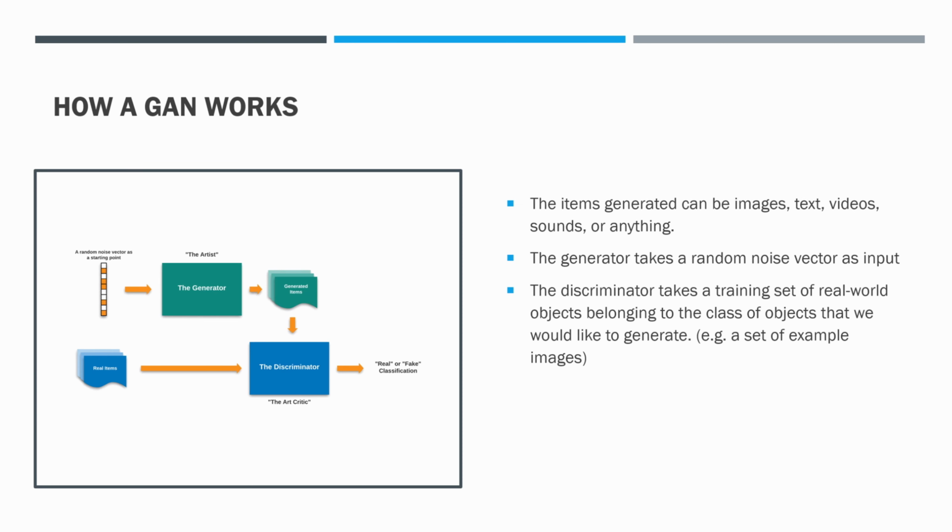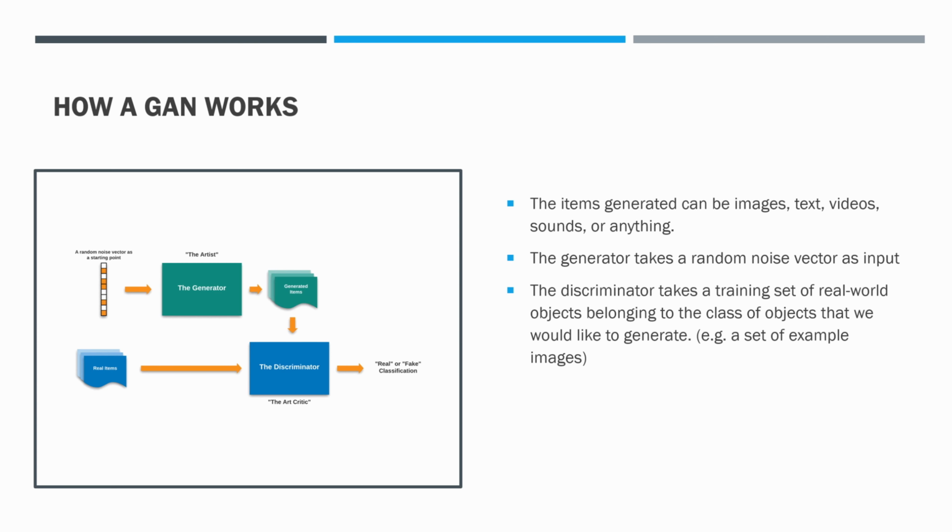Now, we say these are generated items. These items, as we call them, can be images, text, videos, sound, music, or anything. It's up to whoever trains this model to decide on what they want to generate.